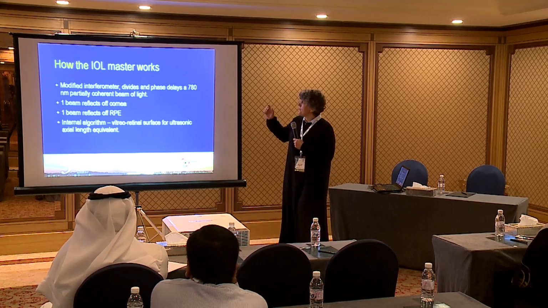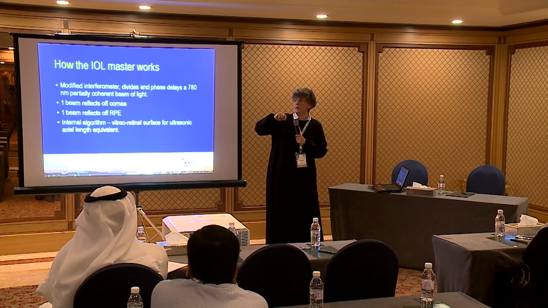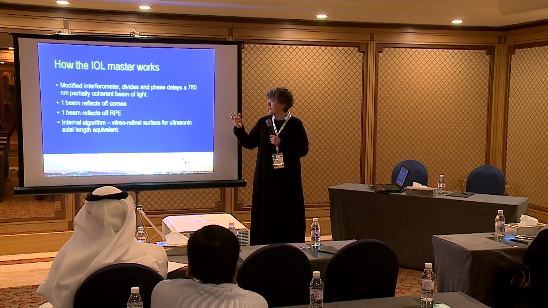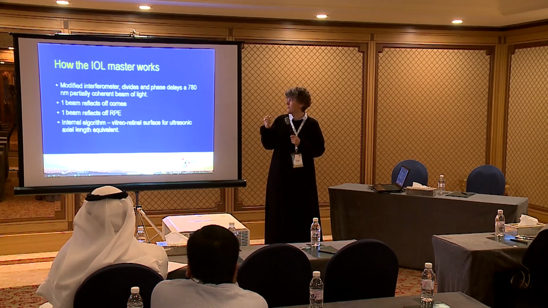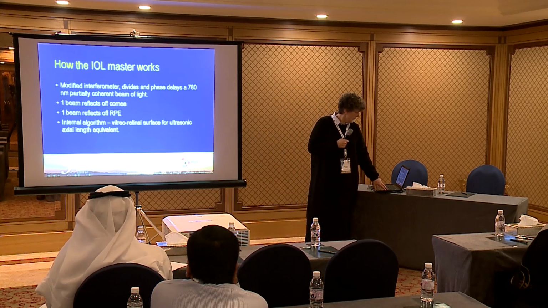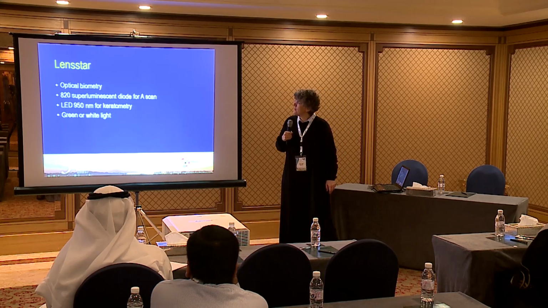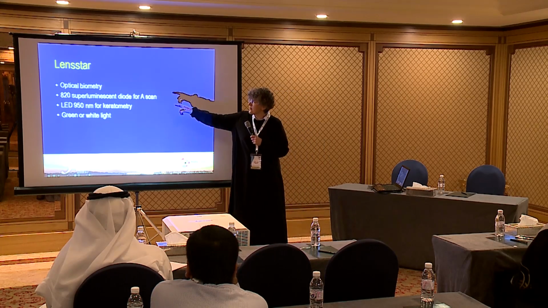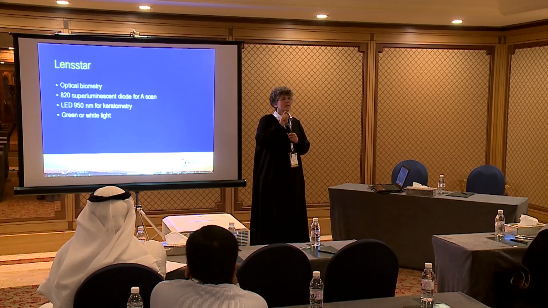So we have the IOL Master that puts in the light and it's being split, and one beam reflects off the cornea, the other off the retinal pigment epithelium, and that's how we get a measurement. And it has an internal algorithm that coordinates it with ultrasound so that it will not be very different. The Lenstar also does optical biometry, with a slightly different light wavelength. It's an 820 superluminescent diode, and then it has different LEDs for the different measurements, so the K is being done with a different LED.